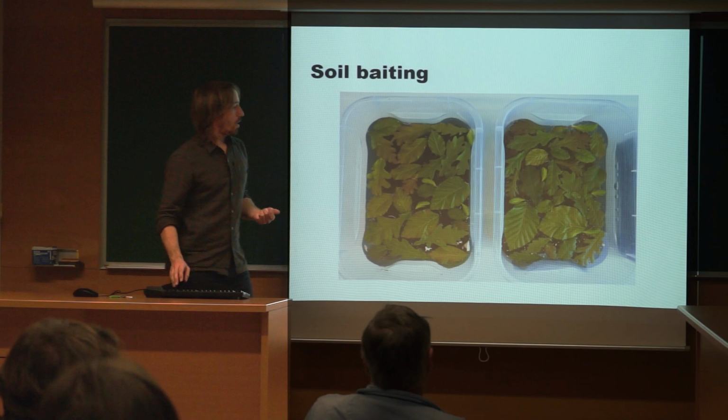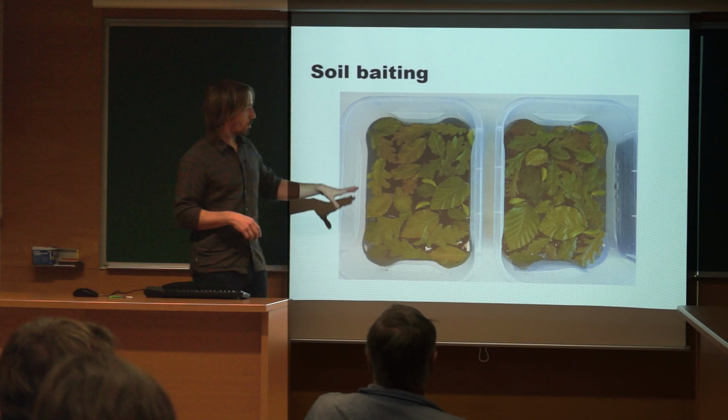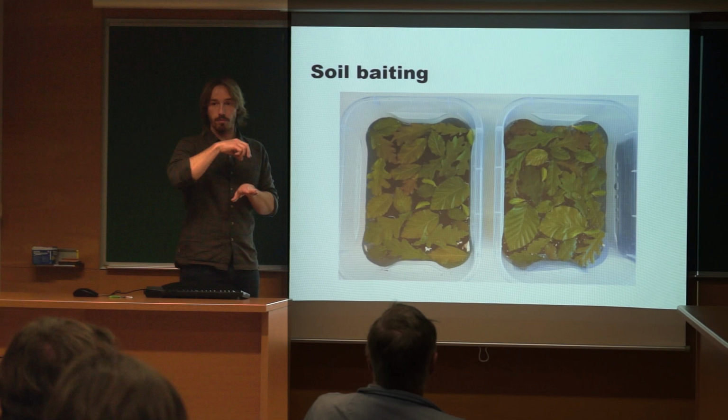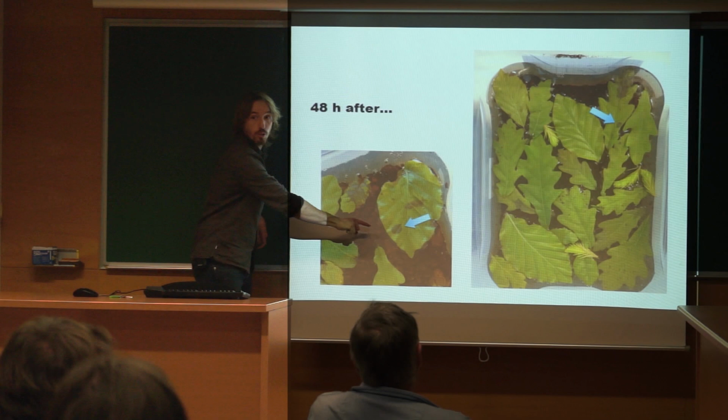But what we often do is something called soil baiting. So we go under trees and we dig up the roots and a bit of soil. Then we put the soil in a container and cover it with water, and then we put some leaves on top of the water. If the soil has Phytophthora, the spores will germinate and swim to the leaves. After 2 days, we start seeing these types of spots. So that is the way of fishing for Phytophthora.